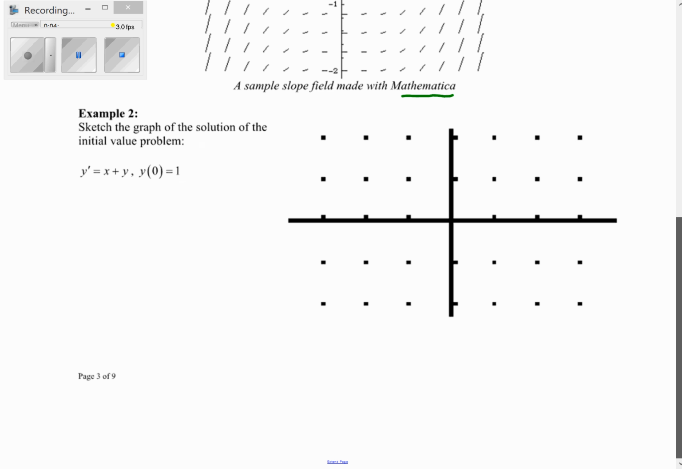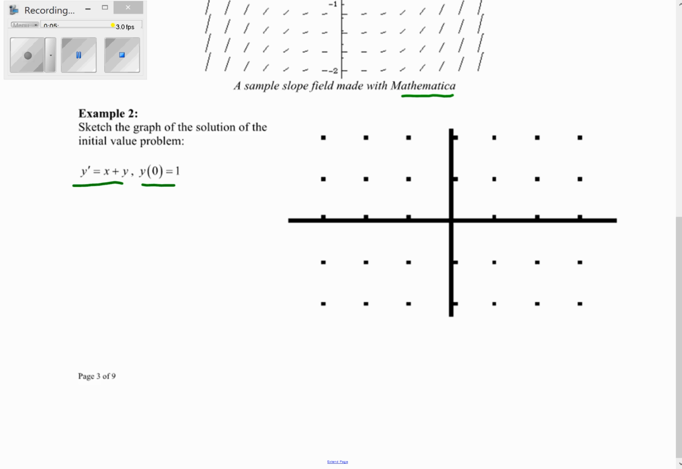All right, so then example 2: sketch the graph of the solution of the initial value problem. So we have our differential equation and we have an initial condition. Now for this, on an AP exam, you would never be expected to graph this many points. That's way too many. You might be looking more at like 9 points, maybe 12. But first, let's look.